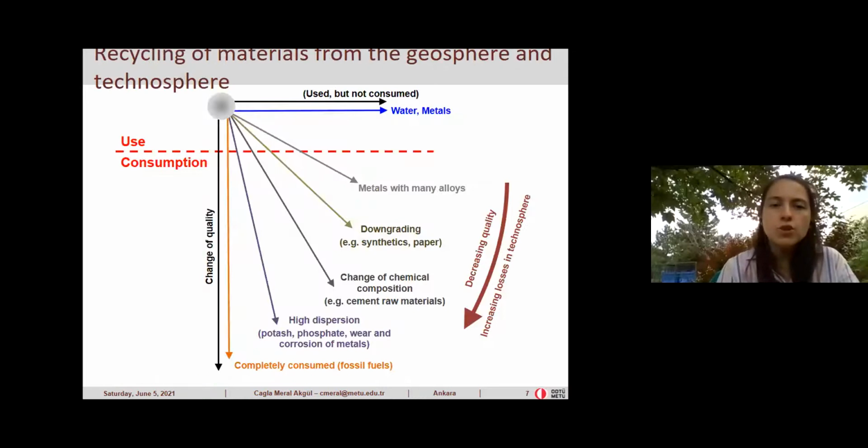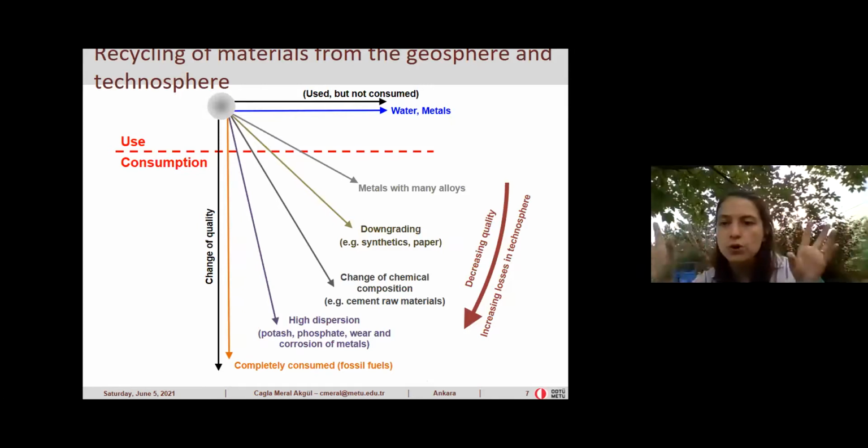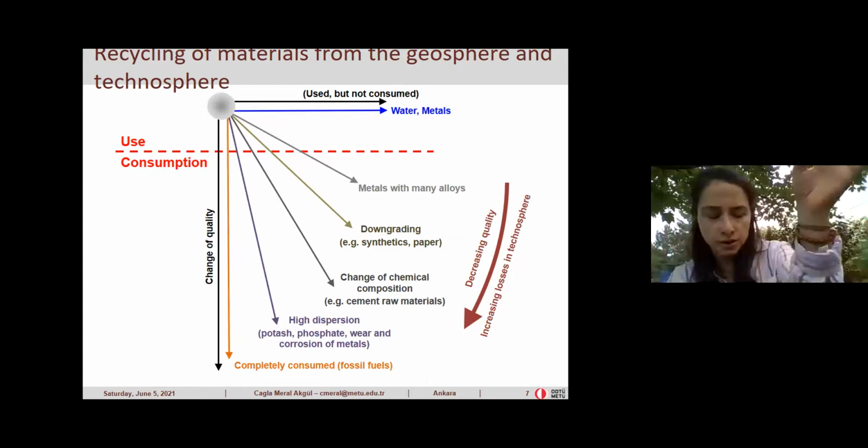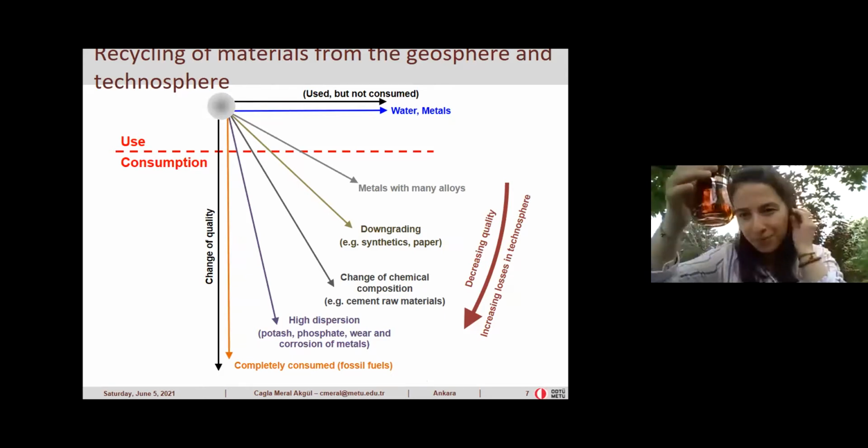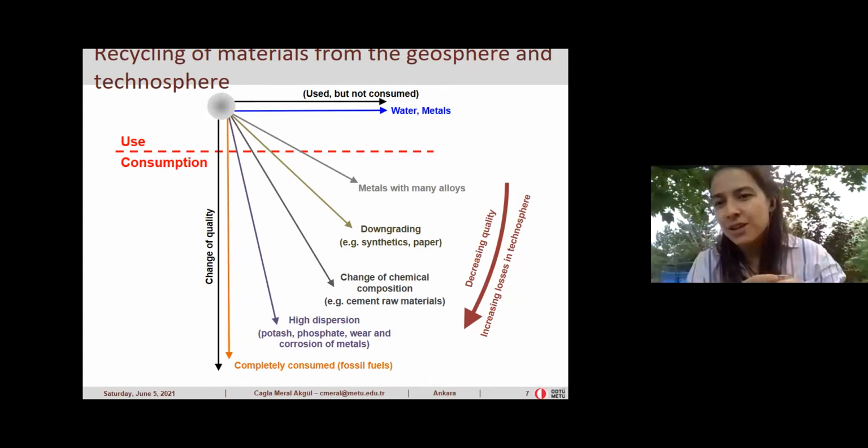I also want to show you a different version of looking at things. So, using something and consuming something. Don't confuse these two terms with one another. Using is when you use something, for example, here I use a teacup, a tea glass. So I use it, but it's okay, I can reuse it. But here, I consumed my tea. So the tea is gone now. Consumption and usage are slightly different.